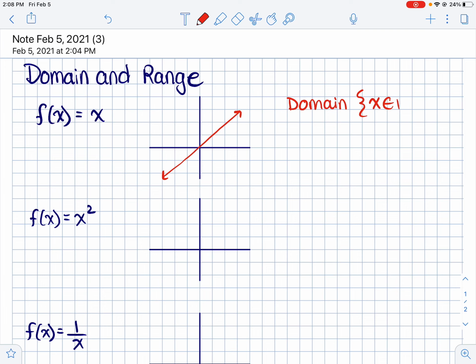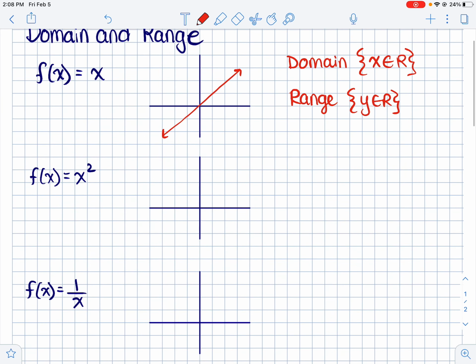X is an element of the set of real numbers. So x ∈ R, you would just say, because x can be anything and so can the range. So for the most part, like I said, unless you're dealing with a horizontal or a vertical line, in which case x and y will be slightly different, but you'll figure it out.